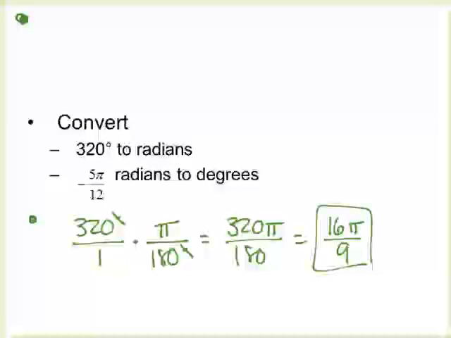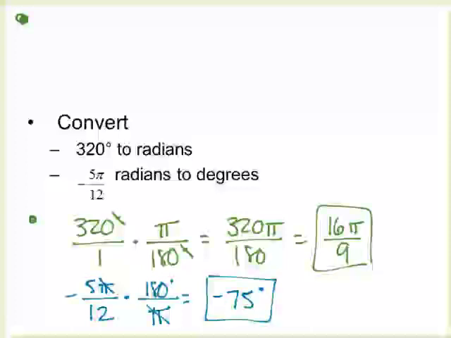For the second one, it is already a fraction, so I don't need to make it into a fraction. Put what we are given on the bottom to cancel, which puts the 180 on the top. Multiply across the top and then divide by 12 gives negative 75 degrees. Whoa, that fast. You did that in your head? I did not do that in my head. But you've done it so many times. That is good. That is correct.